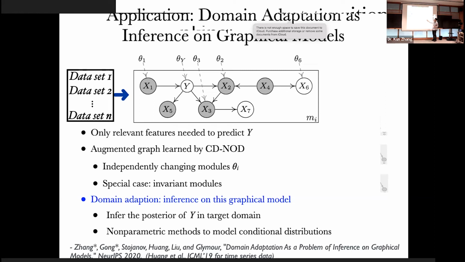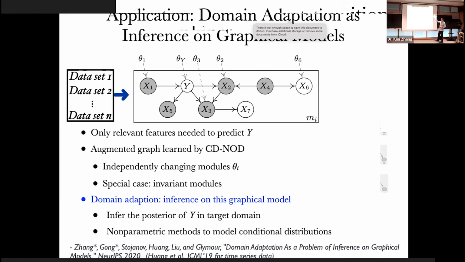So in this work, we consider domain adaptation as a problem of inference on graphical models. You have an augmented graph to represent how the joint distribution can change. Then, given this graphical model, in the target domain you have the values of the features. The problem is nothing but inference of the target variable Y given this graphical model, right? So it's a standard problem. According to Pearl, this is the right way to do domain adaptation, because he's a causal person. You have to understand why things are happening, and then you can make use of why.